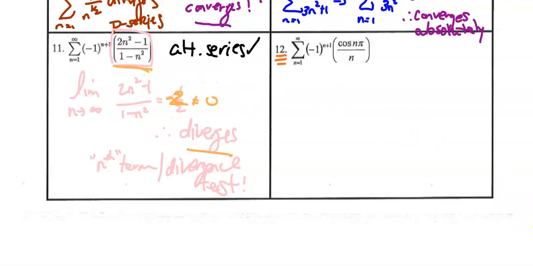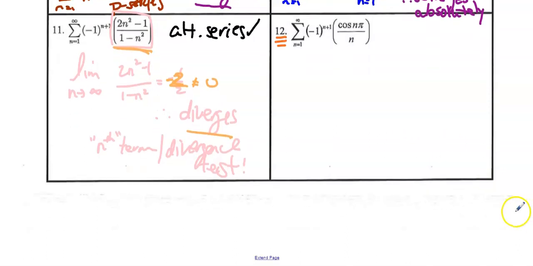So the last example that we're going to look at in this problem set is question number 12, and this one's actually a little tricky. To save a little bit of time, if you plug in n equals 1 to this problem, you're going to see that this is going to give you a positive 1, times cosine of 1 pi, which is -1, all over 1. Well, that's just going to give you -1 times 1. So the first term is actually going to be equal to -1.